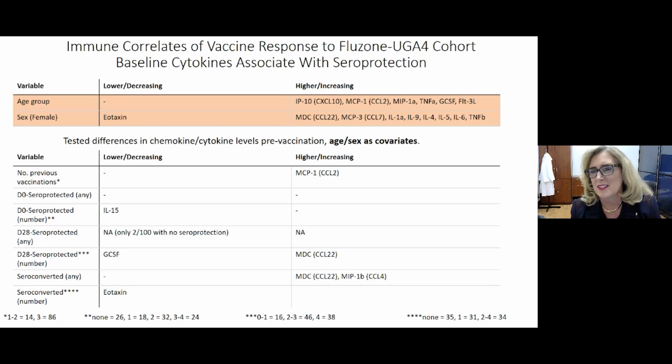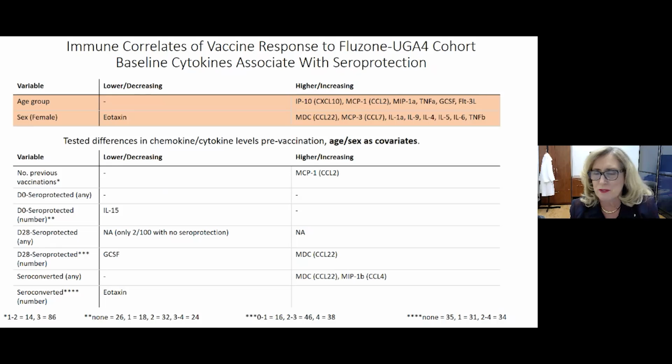Seroprotection, the classification is to have a certain HAI titer, which is defined by Ted's team as having a titer of greater than 1 to 40, and seroconversion being a 4-fold change in HAI titer from baseline to day 28. So interestingly, we've been able to identify in this very early part of our study some cytokine differences, both at baseline and at day 7 following vaccination, that correlate with a seroprotection response.